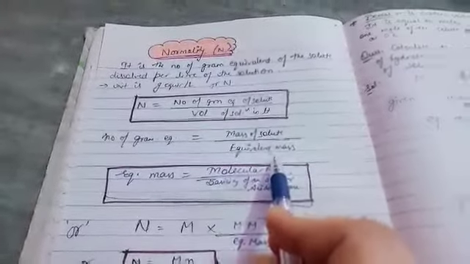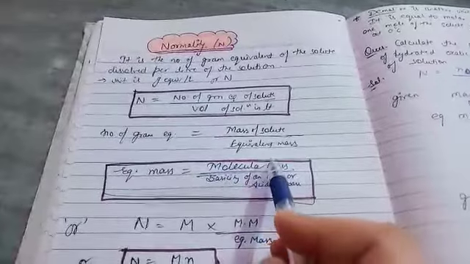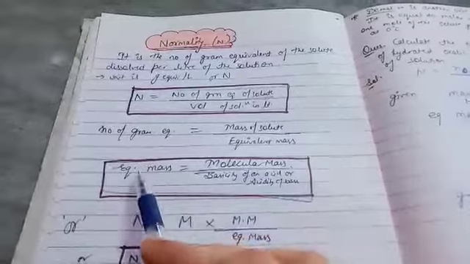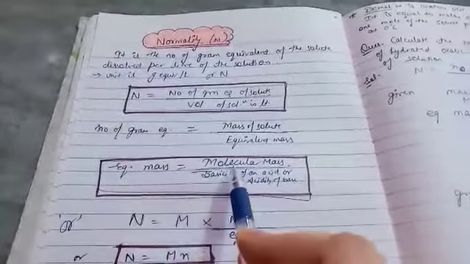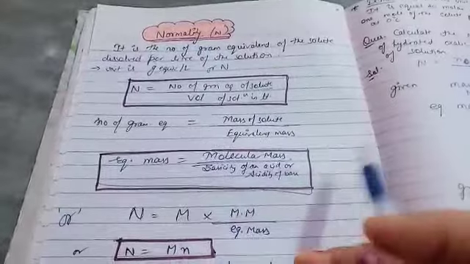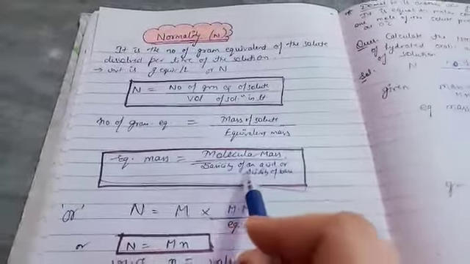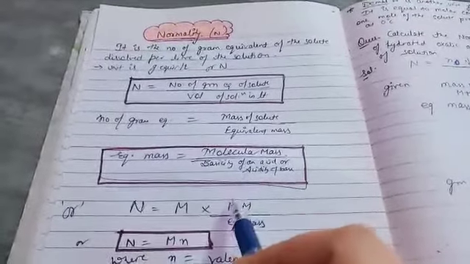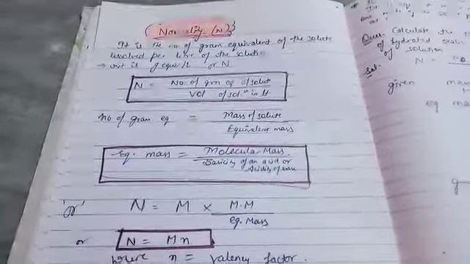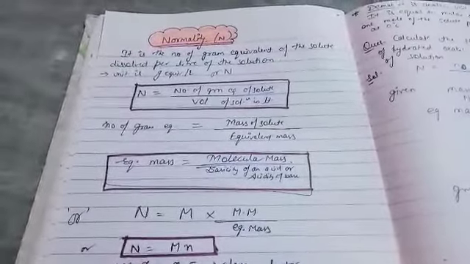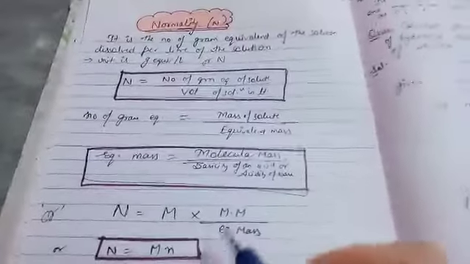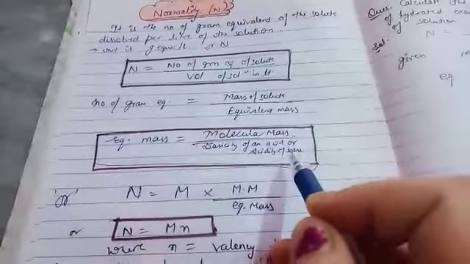Now again, what is equivalent mass? Either it's given to you, or you have to identify it. Equivalent mass is equal to molecular mass, or molar mass, upon basicity of an acid or acidity of a base. Basicity of an acid means how many H positive ions are given by a particular acid, or acidity of a base means how many OH negative ions are given by the base.